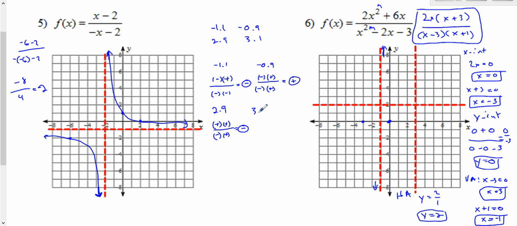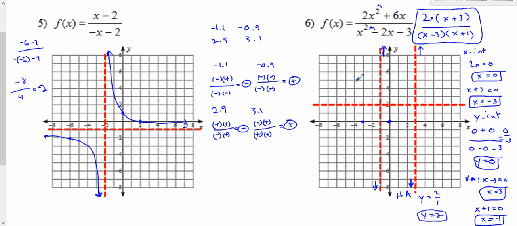When I plug in 3.1, that's going to be 2 times 3.1, which is a positive number. 3.1 plus 3 is positive. 3.1 minus 3 is positive. And 3.1 plus 1 is positive. All positives, you end up with a positive. So with 2.9, which is to the left here, I'm down, pointing to negative infinity. And with 3.1, I am pointing up to positive infinity.